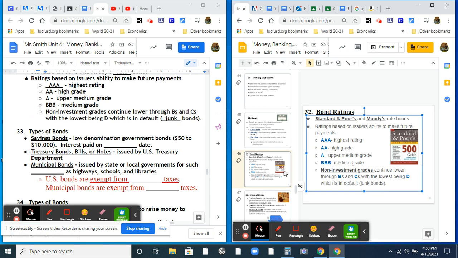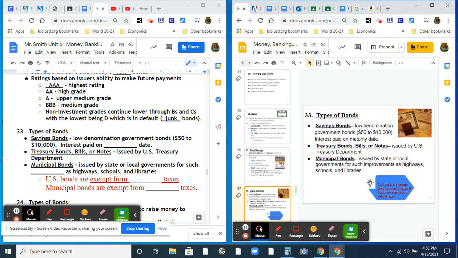Some people don't mind the risk with their investments, but those people have more money than most. Most people mind too much risk. All right, types of bonds. There's three kinds. You got a savings bond, you got a treasury bond, and a municipal bond. Those are the three main types.